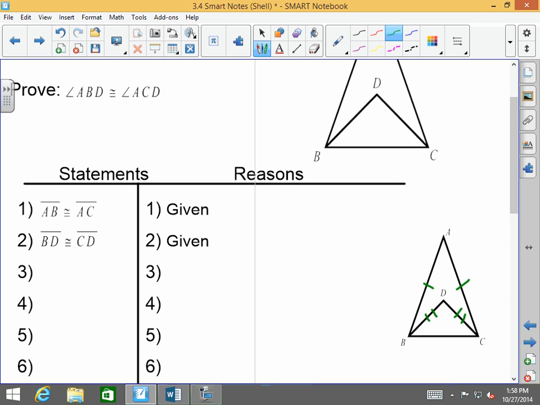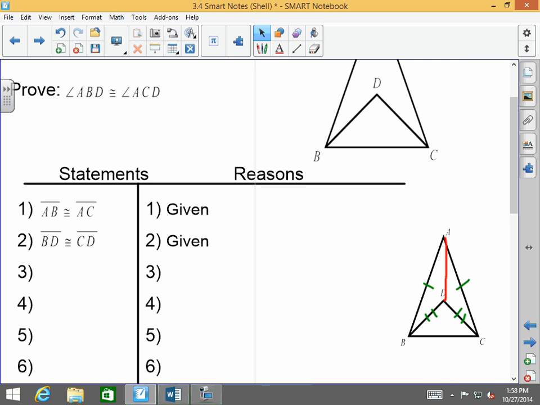Now, from here, this is going to be kind of difficult to prove that angle ABD is congruent to angle ACD. Can anyone think of something that we can do, I'm going to give you a hint, to form a couple new triangles here? Yes, sir? I'm so proud of you. Guys, let's use auxiliary lines. Can't I draw a segment from A to D?